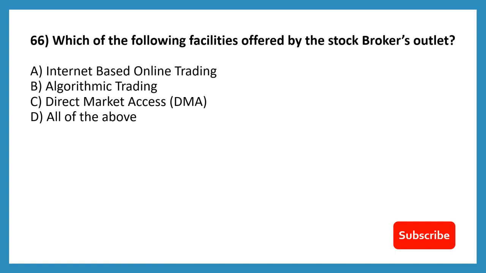Which of the following facilities are offered by the stock brokers outlet? Option A, internet-based online trading. Option B, algorithm trading. Option C, direct market access. Option D, all of the above. The correct answer is option D, all of the above.